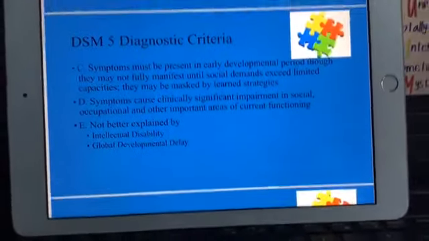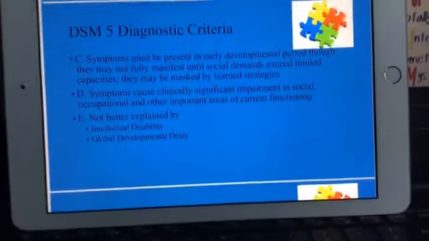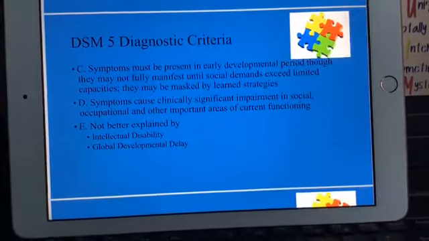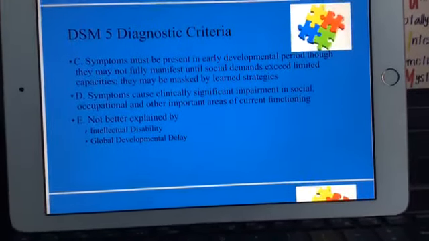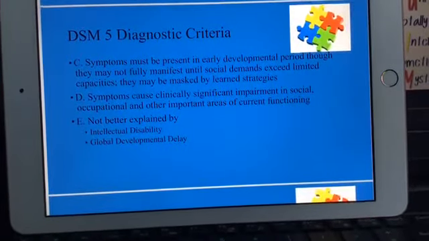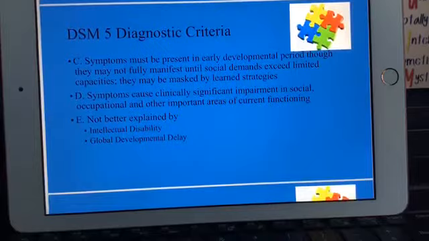For a diagnosis of autism, it must not be better explained by intellectual disability and global developmental delay. Why is this important? Because oftentimes some of the same behavior that you may observe when a child is developing around the age of 1.5 is also similar to a person who has intellectual disability.